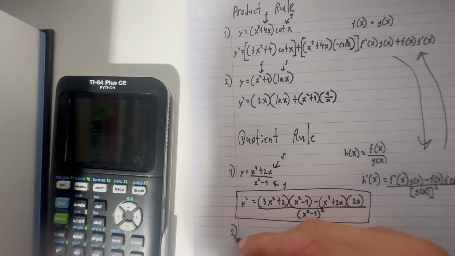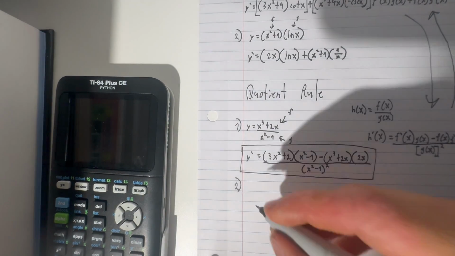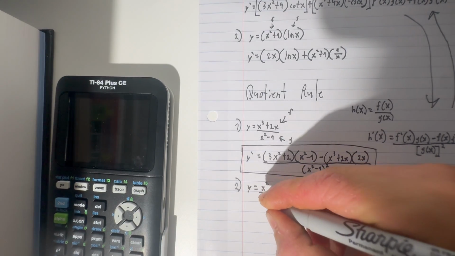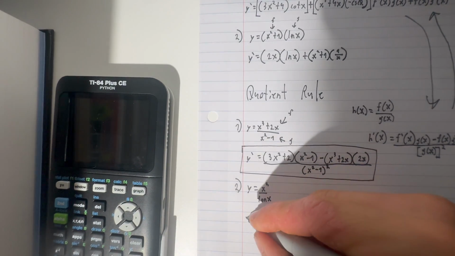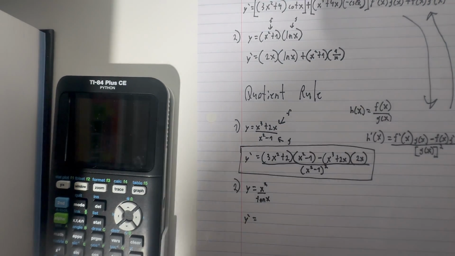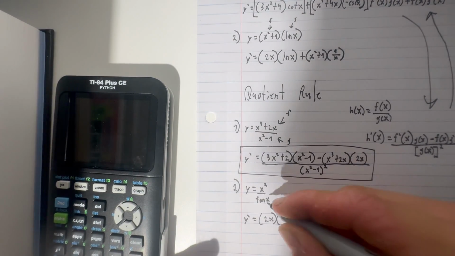Now for number 2, our question is gonna be a little more difficult. We're gonna have y is equal to x squared over tangent of x. So the derivative of y will be equal to the derivative of x squared, which is just 2x, and then we keep the tangent of x.